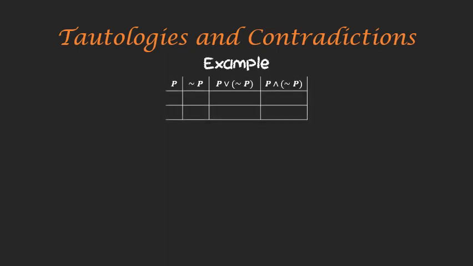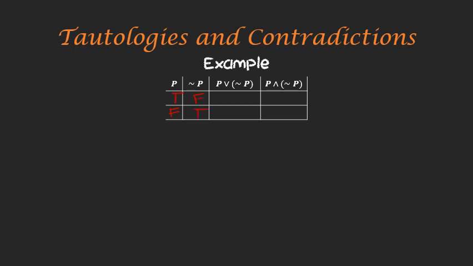So here I have three compound statements built off of the component statement P. I'm just going to go ahead and start filling this in and see what happens. Notice we have P or not P, and we have P and not P. So true, false are all our possible combinations. And then not P, just the opposite of that: false, true.